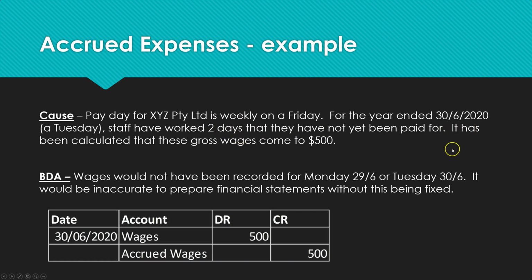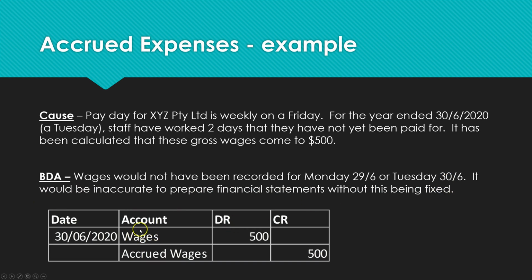Now the question makes things pretty simple for us. It says that it's been calculated that the gross wages that we owe for those 2 days is $500. Okay, so that's the cause. That's the reason we are preparing a balance day adjustment. And this is an example where we haven't recorded anything in the system, but we should have. All right, so balance day adjustment. Wages would not have been recorded for Monday or Tuesday, and it's going to be inaccurate unless we fix that.